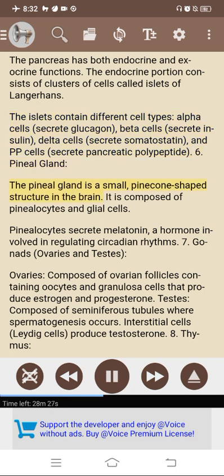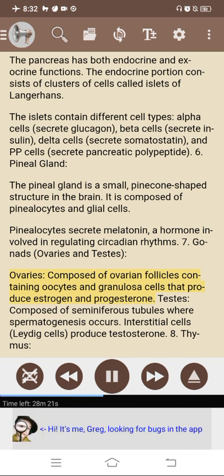6. Pineal gland. The pineal gland is a small, pinecone-shaped structure in the brain. It is composed of pinealocytes and glial cells. Pinealocytes secrete melatonin, a hormone involved in regulating circadian rhythms. 7. Gonads: ovaries and testes. Ovaries, composed of ovarian follicles containing oocytes and granulosa cells that produce estrogen and progesterone. Testes, composed of seminiferous tubules where spermatogenesis occurs. Interstitial cells, Leydig cells, produce testosterone.